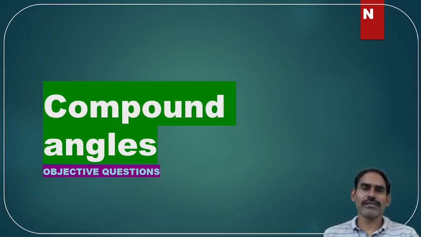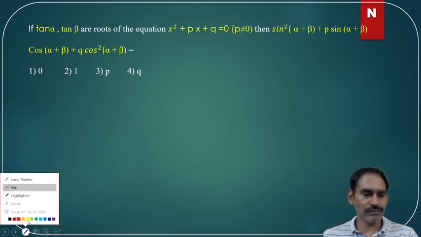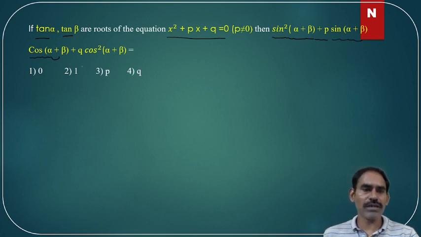Hello students, in this video I would like to discuss some of the objective questions on compound angles. The question number 1 is: tan alpha, tan beta are roots of this quadratic equation. They are asking here: sin square (alpha plus beta) plus p into sin(alpha plus beta) into cos(alpha plus beta) plus q into cos square (alpha plus beta), required.